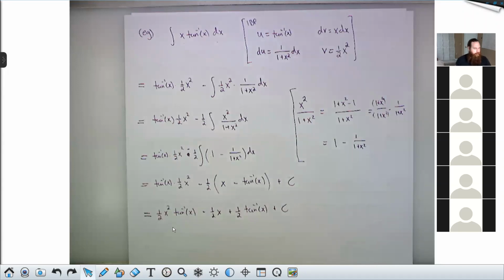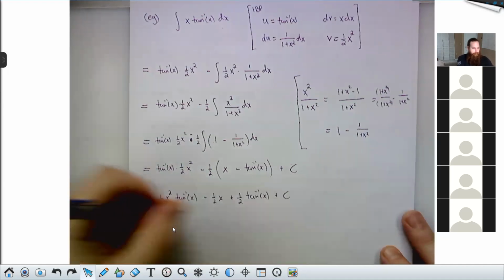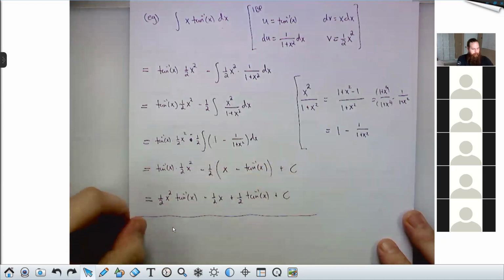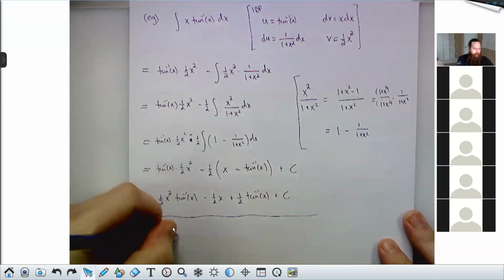Let's take a look at another example. I'll give just a second here. While you're finishing this up, you can start thinking about one that we've also not done before, just integrating good old-fashioned natural log of x.